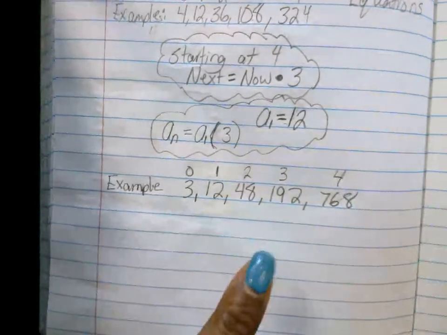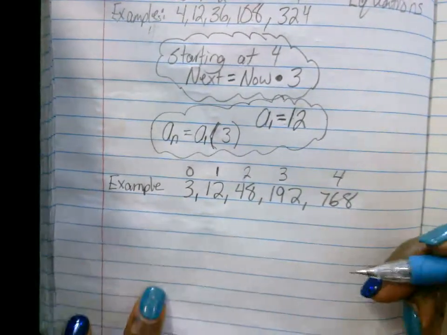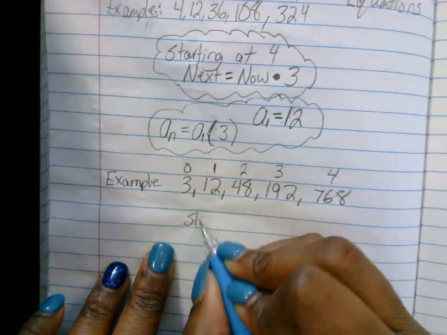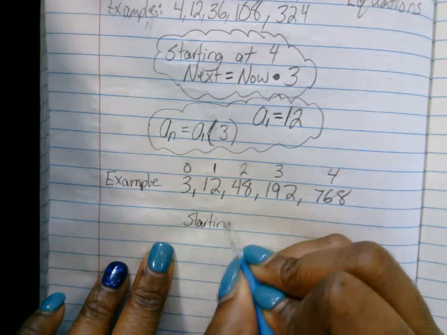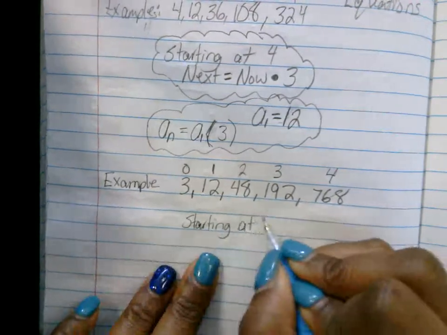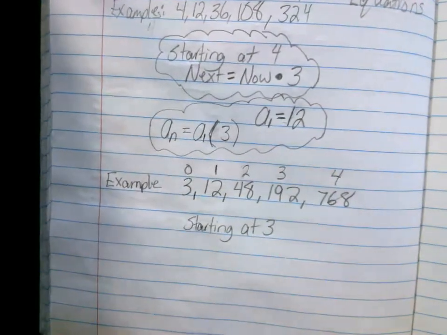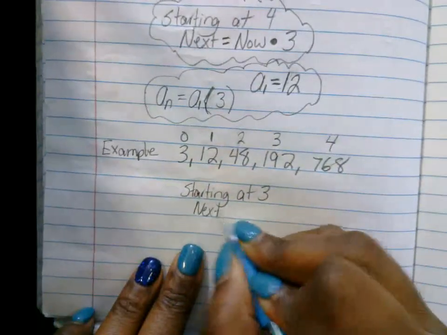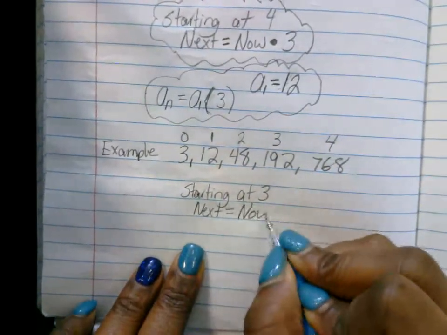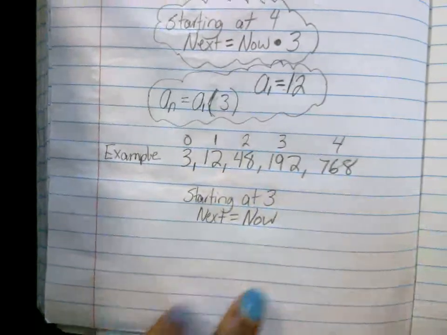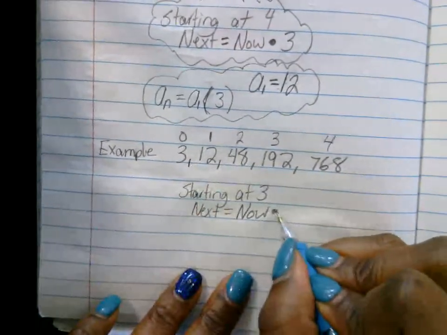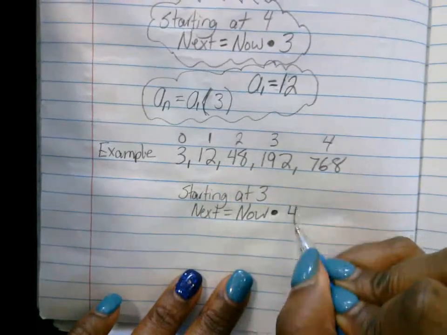Okay. All right. So now, what are we starting with? Let's write the next-now equation. We're starting at what number? 3. Okay. And we're going to write the words next equals now. And what are we going to write after that? We're multiplying by 4 to get to the next number. So I'm going to use the dot for multiplication.